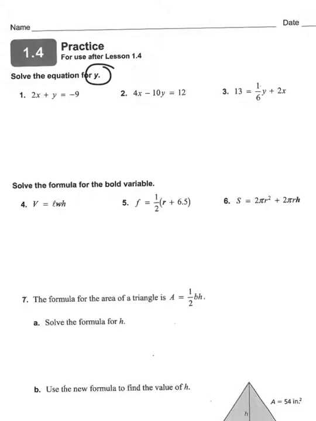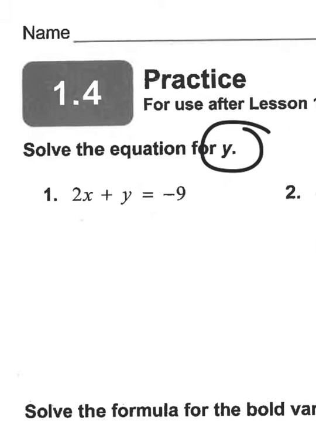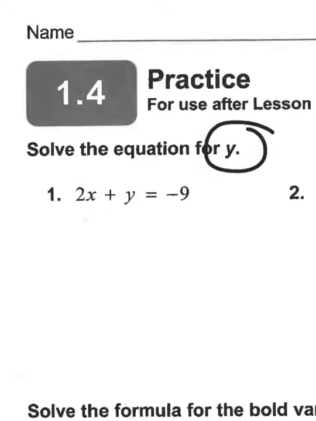So in number 1, the first thing I would do is take the 2x, and that's what we've got to get rid of. If you have a positive 2x, to get rid of that positive 2x, you're going to subtract 2x from both sides. So subtract 2x and subtract 2x.